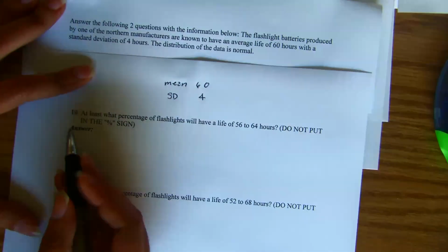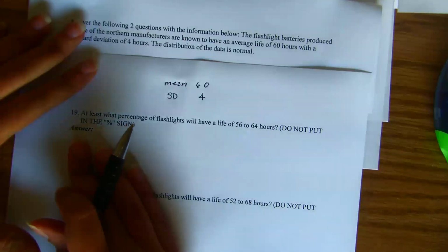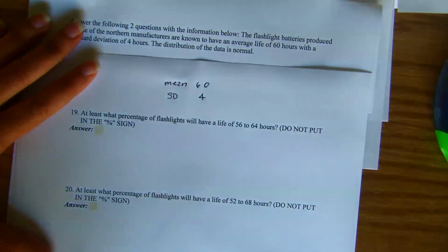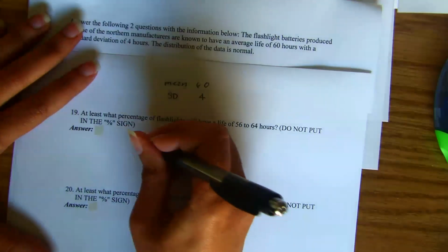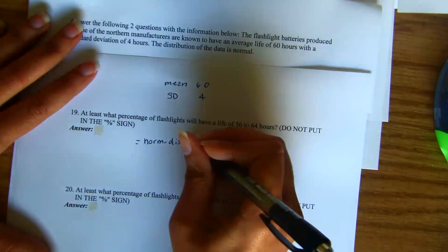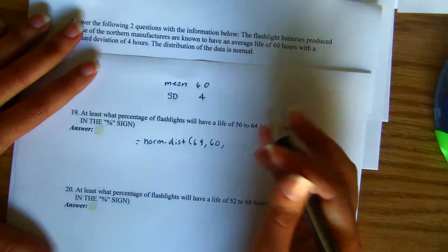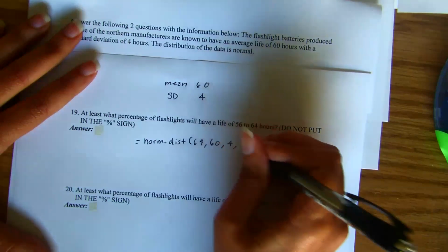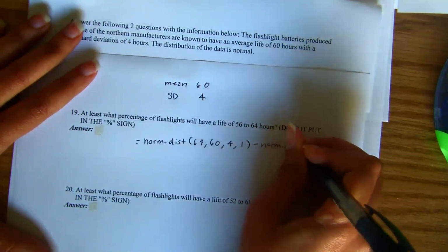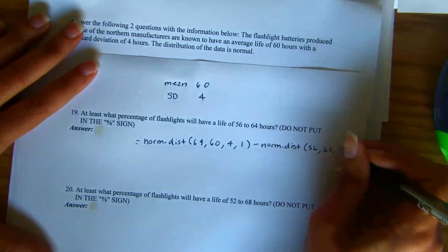And the first question is asking what percentage of flashlights will have a life of 56 to 64. There are two ways to approach this question. One of them is to use the norm.dist function. So you plug this into Excel, equals norm.dist, and you would do 64, our mean, 60, standard deviation, 4, and then 1. And then you'd subtract norm.dist of the smaller value at 56, and then 60, 4, 1.